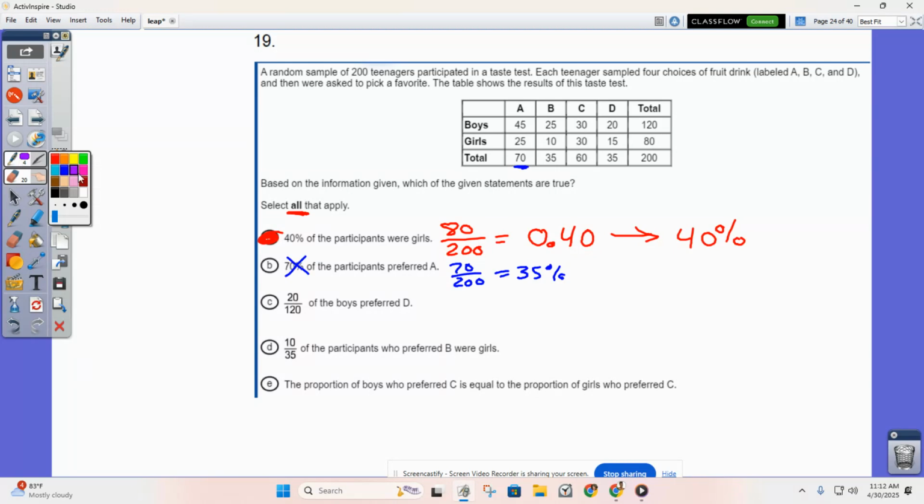The next one says 20 out of 120 of the boys preferred D. Here's D. Here's the boys. 20 out of 120, that is correct. Ten out of 35 of the participants who preferred B were girls. So I'm looking at B. There are 10 out of the 35 total were in fact girls. So that was correct.